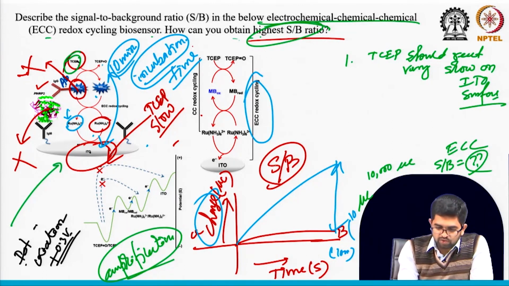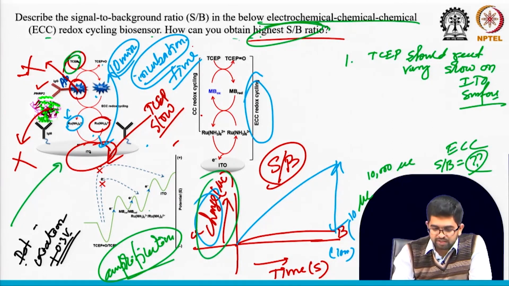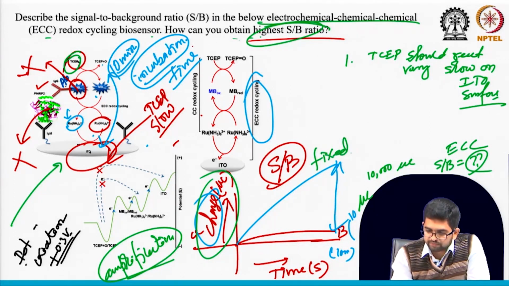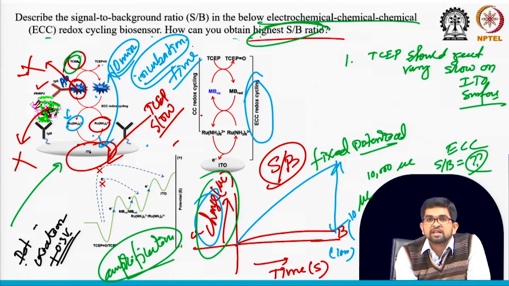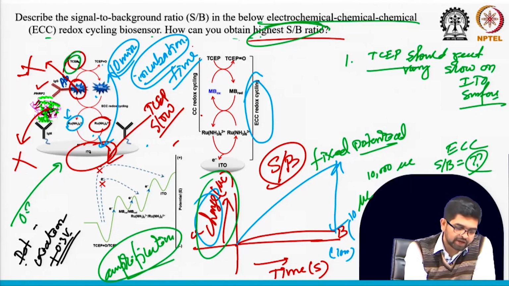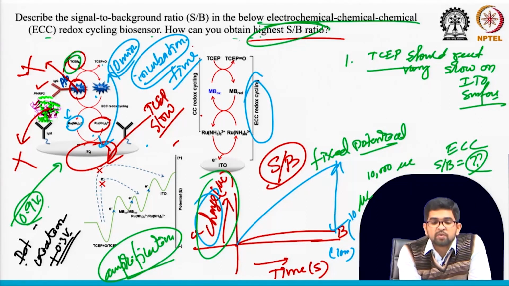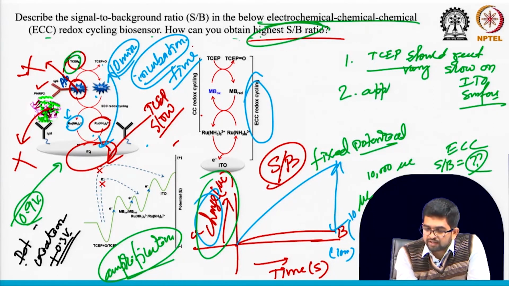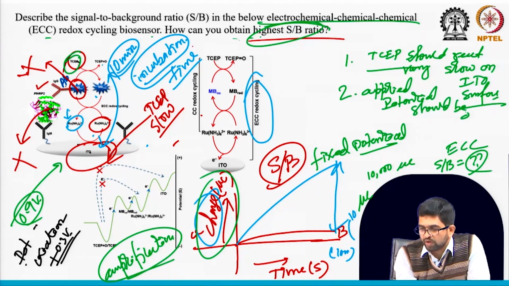So you have to select a potential, because you are applying some potential, right? This is chronocoulometry. Here you are applying a fixed potential. On that potential, this T shape is oxidizing, but it is showing very low. But you may apply not 0.3, maybe 0.9 volt. At that high potential, T shape can be oxidized. It may cause high background current. So it should react slowly. That's why your applied potential should be optimum.